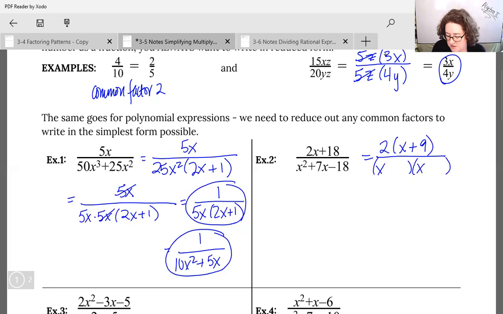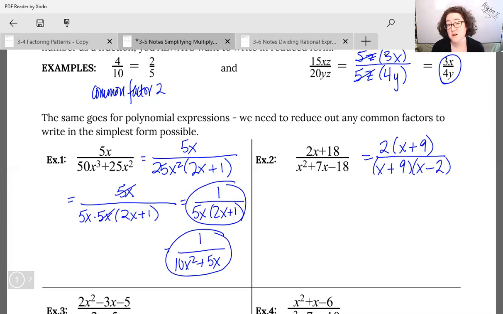Well, I could use 9 and 2. And then if I think about my signs, trying to make a positive 7 in the middle, I'd want to use a positive 9 and a -2. And again, lo and behold, I have matching factors. I have an x plus 9 both in the numerator and denominator.